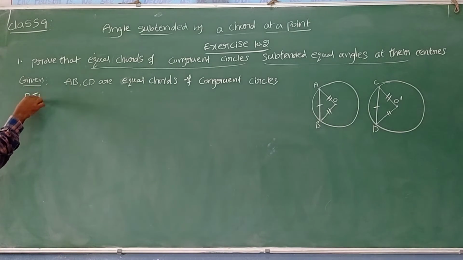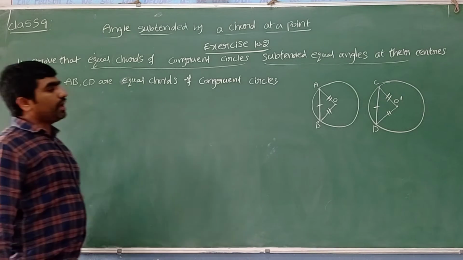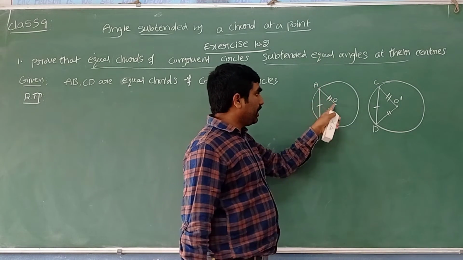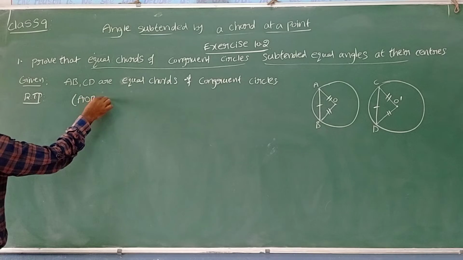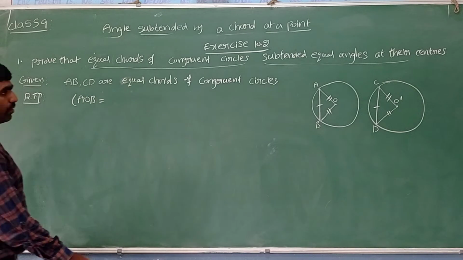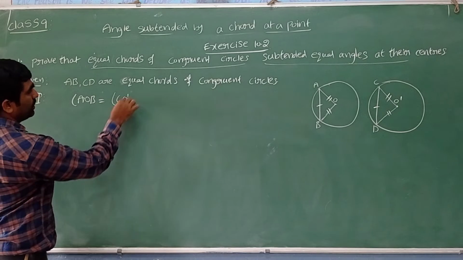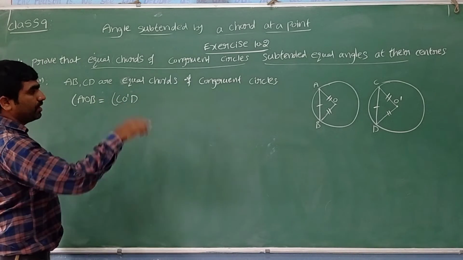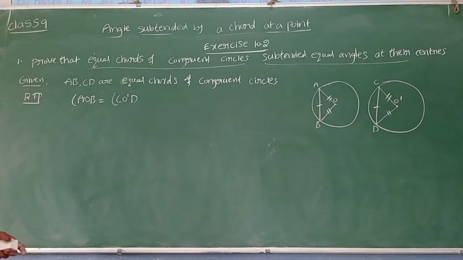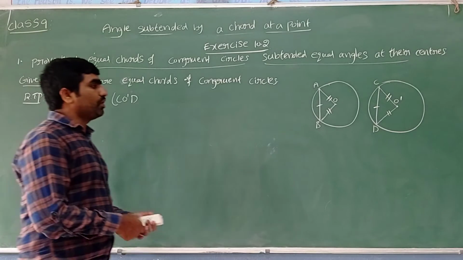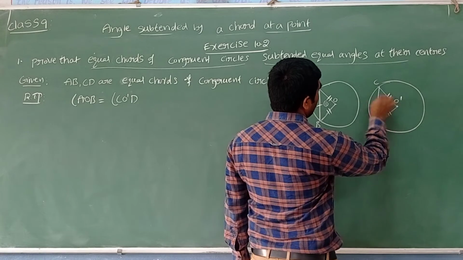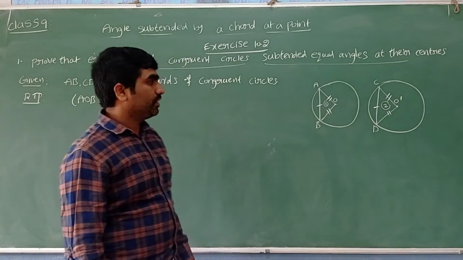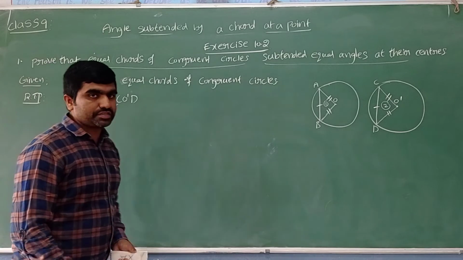Now, what are they asking to prove? That the subtended angles are equal. Angle AOB is the angle subtended by the chord AB, and angle CO dash D is the angle subtended by the chord CD. Both are equal. When you want to prove two angles are equal, take two triangles and prove they are congruent. Let me take one triangle AOB and the other triangle CO dash D. We should prove both are congruent, then by CPCT we can write corresponding angles are equal.